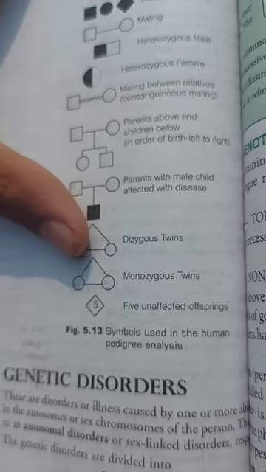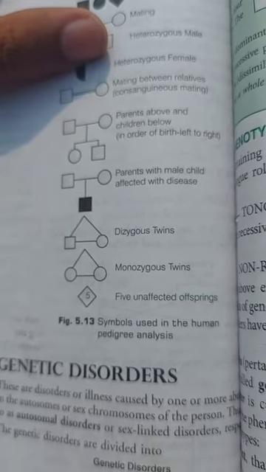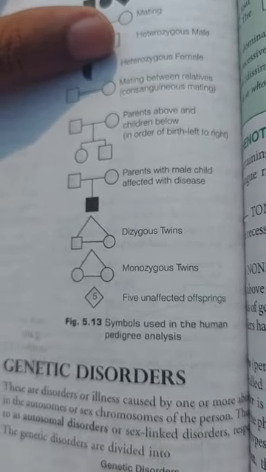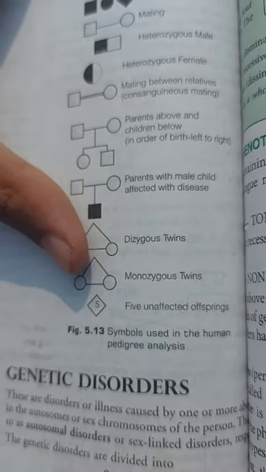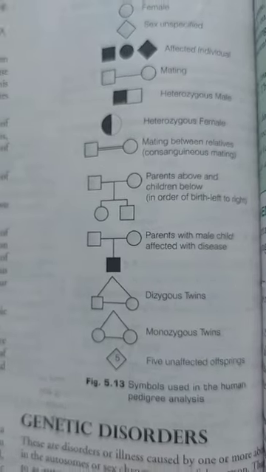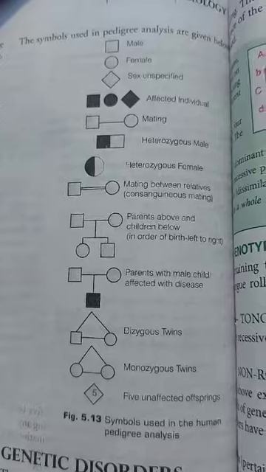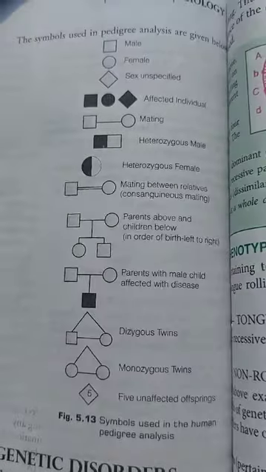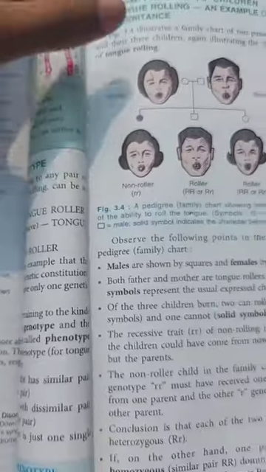Dizygous twins are both twins but have morphologically different structure and shape. Monozygous twins are both twins who are the same, here both are girls. Dizygous means either one boy and one girl, but both are twins. Five unaffected offspring will be presented by this. So these are a few diagrammatic representations showing the pedigree analysis. So this was the pedigree analysis.